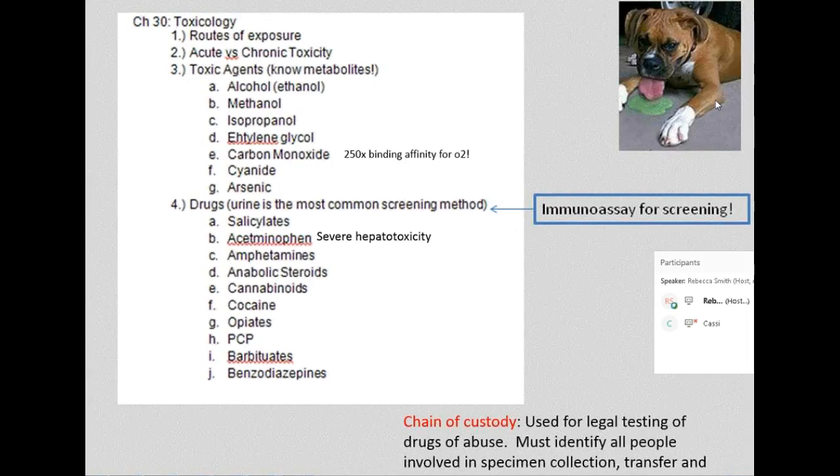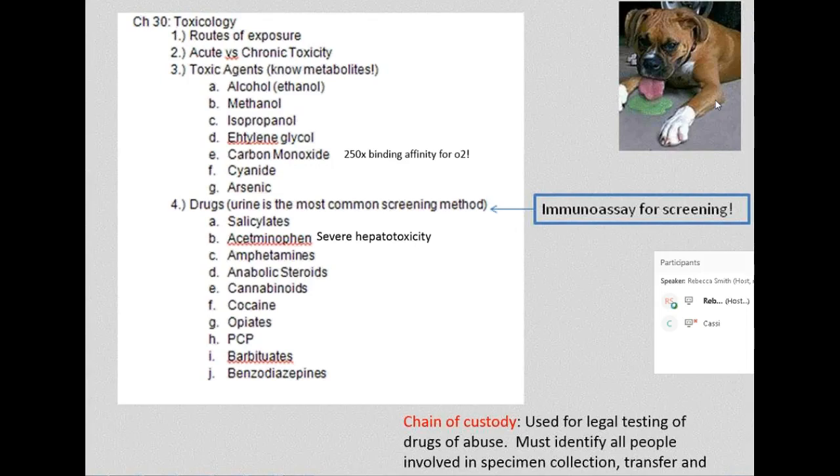Next, we have amphetamines. Okay, there's quite a few things in that category. Sometimes we hear in the news about methamphetamines, crystal meth, things like that. Anabolic steroids we've heard of. Cannabinoids, THC, marijuana, right? Cocaine.